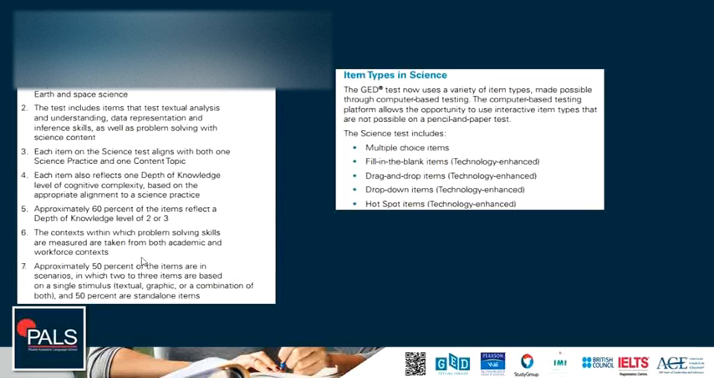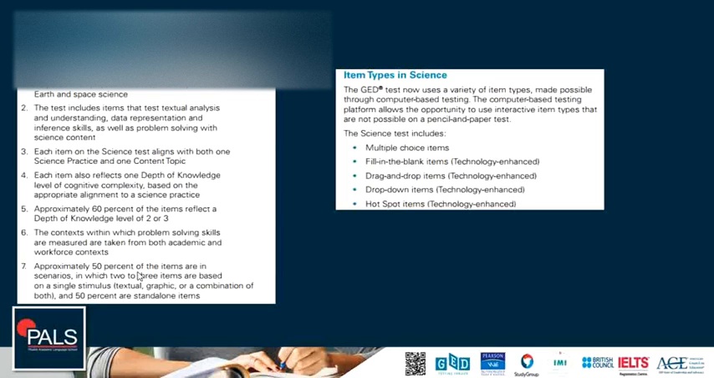The contexts within which problem-solving skills are measured are taken from both academic and workforce contexts, and approximately 50% of the items are in scenarios in which 2 or 3 items are based on a single stimulus, textual, graphic, or a combination of both. That means in about 50% of the questions you will have one main text or graph or both, and then you will have 2 to 3 questions that are based on that information.